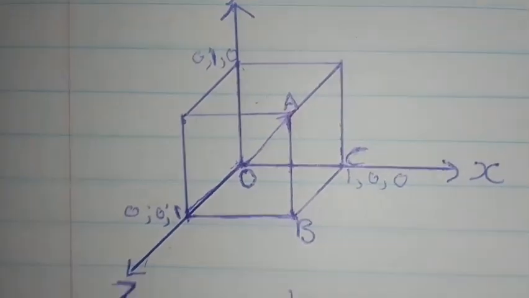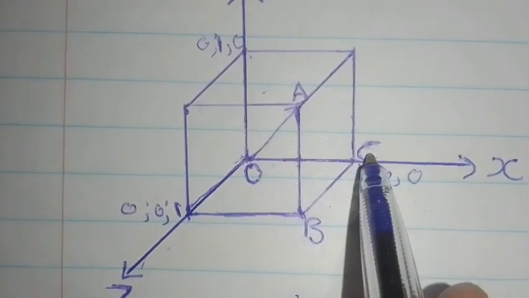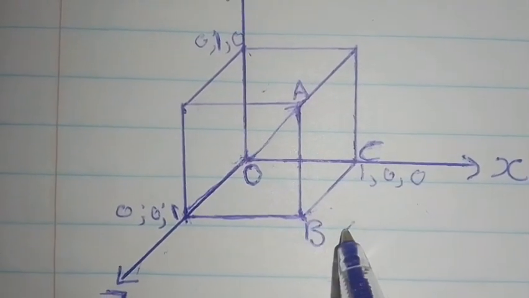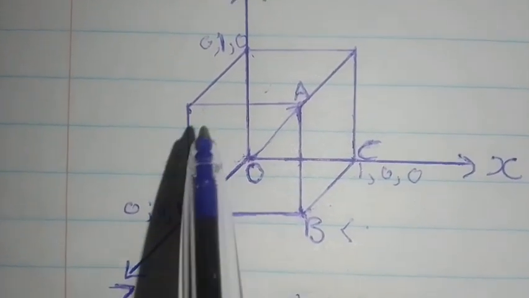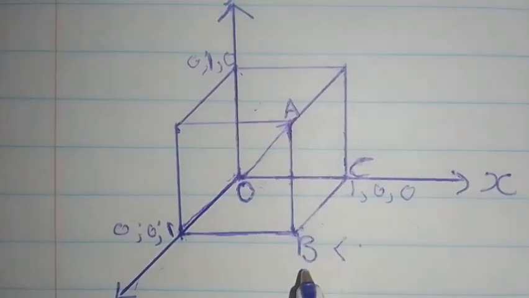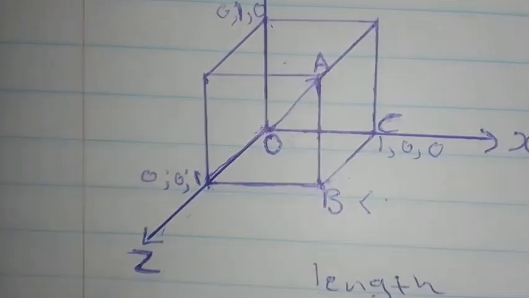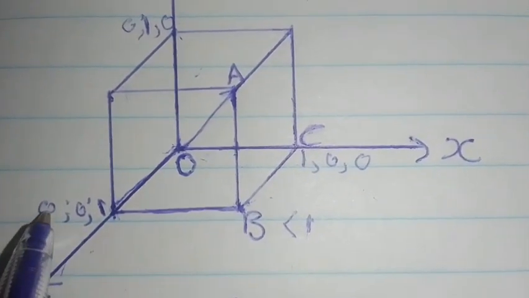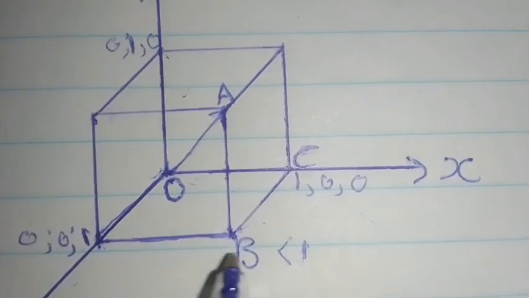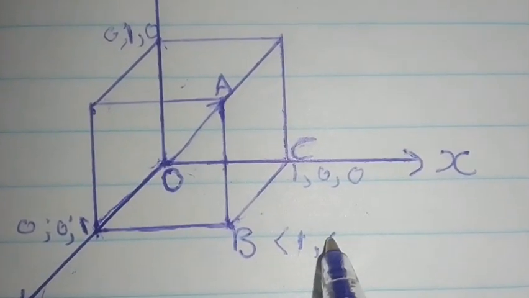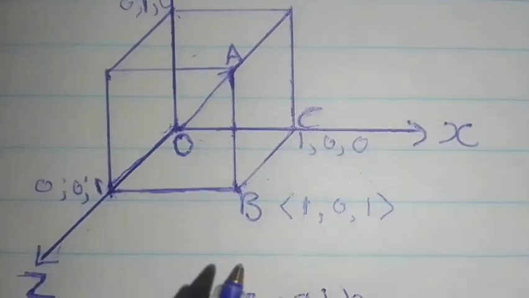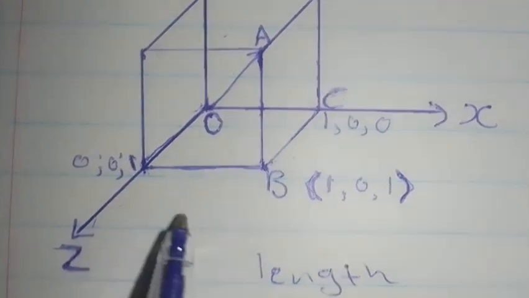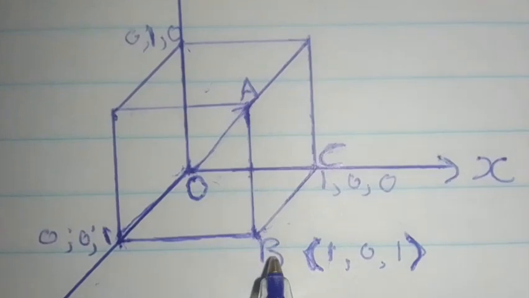Okay, let me just give you the coordinates of B. Here you see that x is 1, and here z is also 1, but y is technically 0 from this point. So the coordinates are x is 1, z is 1, and y is 0. Okay, not in vector form, but this is coordinates. So now you have practically A, B, and C.